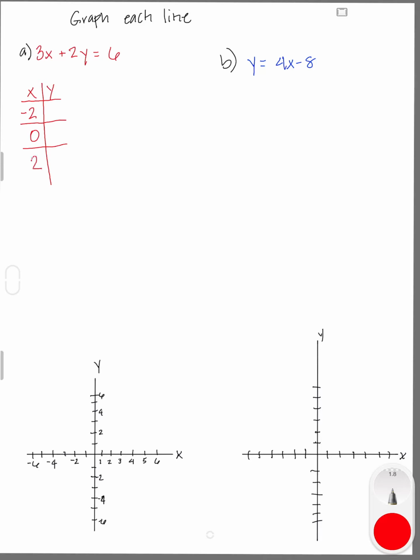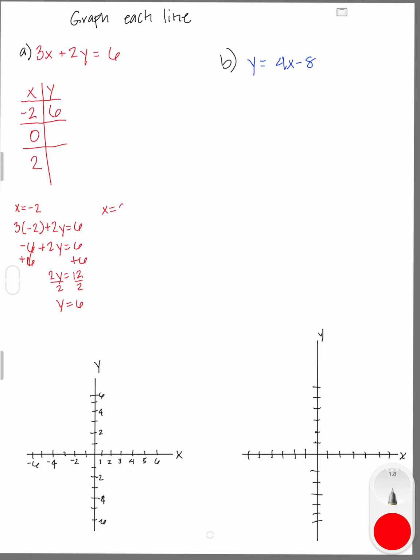So when x equals -2, we have 3 times -2 plus 2y equals 6. 3 times -2 is -6, plus 2y equals 6. Now I'm going to add 6 on both sides, so we get 2y equals 12. We divide by 2, so y equals 6. So the value of y that corresponds to x equals -2 is 6.